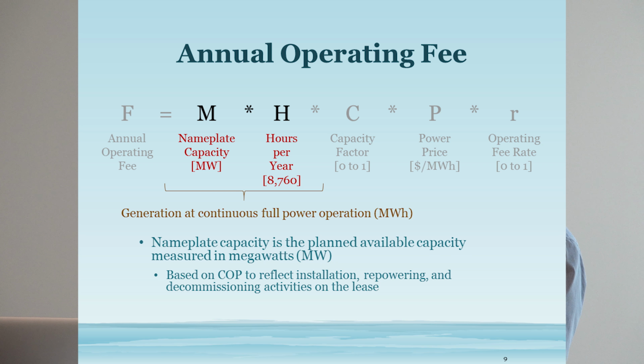Starting with the first 2 terms, we have nameplate capacity. This will be the planned available capacity that's been approved in the construction and operations plan. And when multiplied by the number of hours in a year, we arrive at continuous full power operation value in megawatt hours.